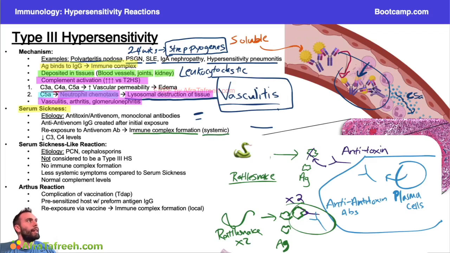Okay, so again, just reading through this, we have antitoxin, antivenom antibodies, and the other ones that are very classic for this are the monoclonal antibodies. These are going to be very classically recognized as foreign. Remember, these are going to end in MOB, right? Those are the monoclonal antibodies.